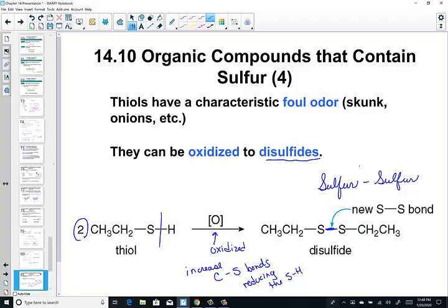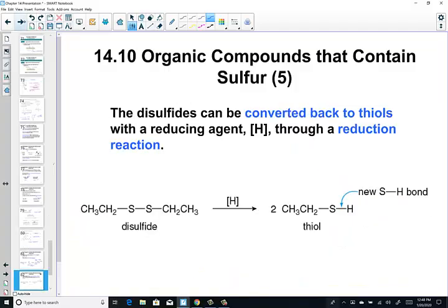Now I can use two like molecules to do that, or I can do two different thiols to perform the same function. When we oxidize, we convert to a disulfide. We can go right back and reduce our disulfide into the thiol as well. The disulfides can be converted back to thiols with a reducing agent.